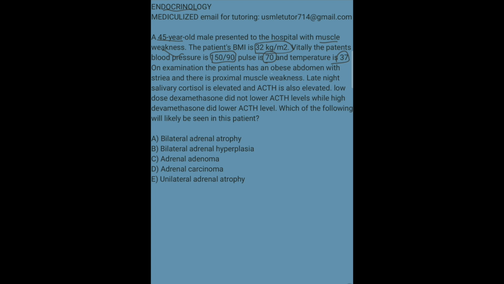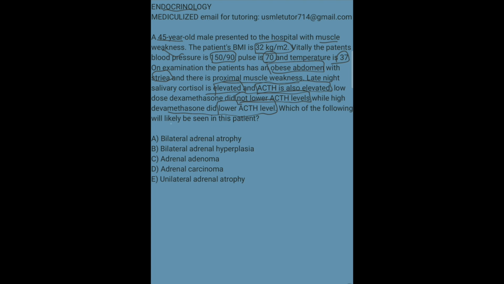On examination, the patient has an obese abdomen with abdominal striae, and there is proximal muscle weakness. Late night salivary cortisol is elevated, so that's Cushing's. ACTH is also elevated, so then we have to know that it is ACTH dependent Cushing's. Low dose dexamethasone suppression test did not lower the ACTH level, so that confirms that it is Cushing's, while high dose dexamethasone did lower the ACTH levels.